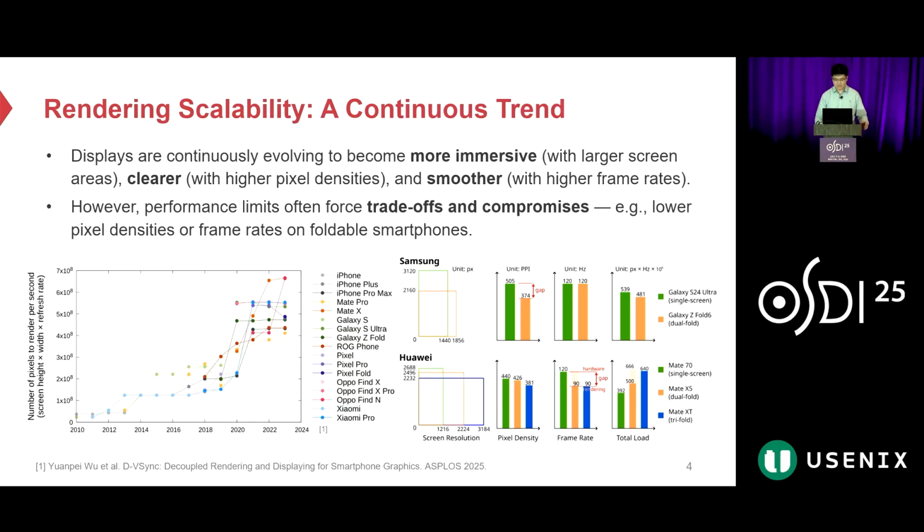This compels manufacturers to make difficult trade-offs. As shown on the right, some manufacturers reduce pixel density on their foldables, sacrificing the definition, and some lower the frame rates from 120 Hz to 90 Hz, impacting the smoothness.